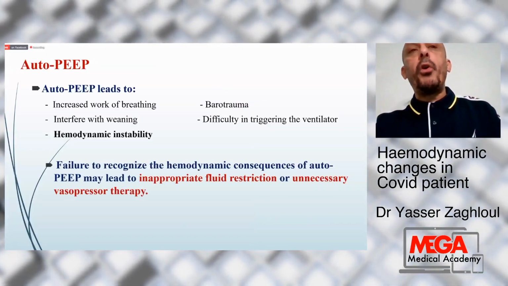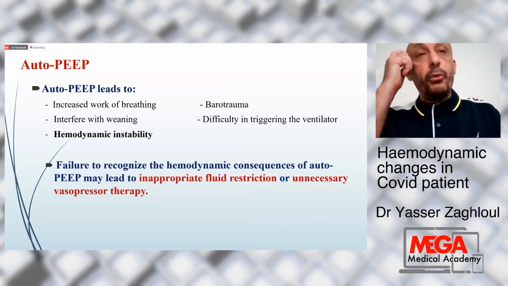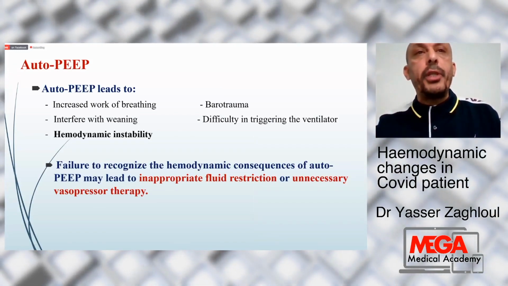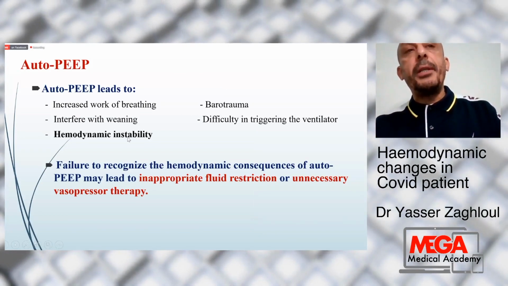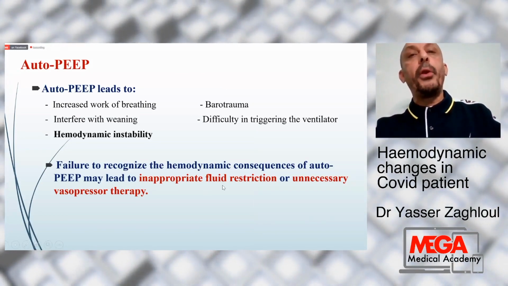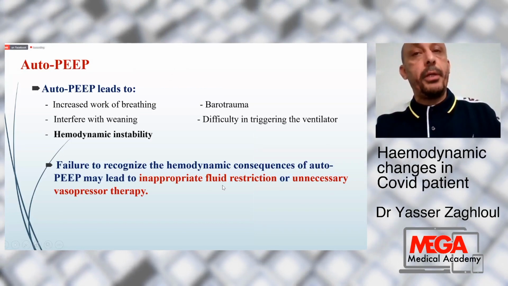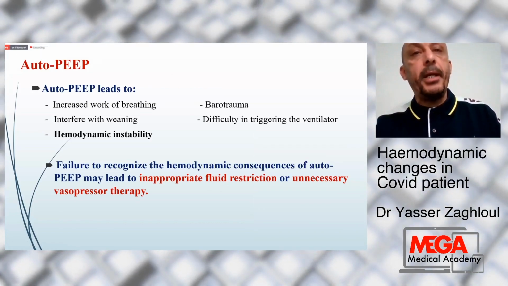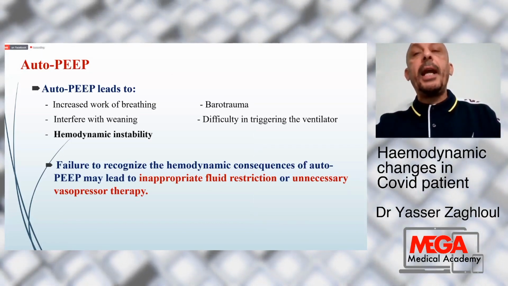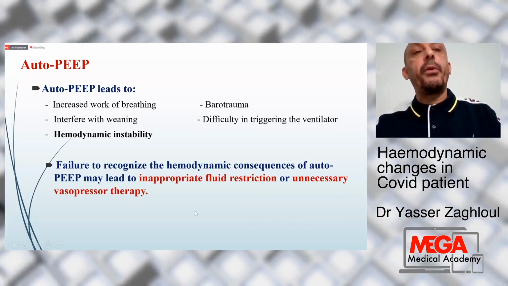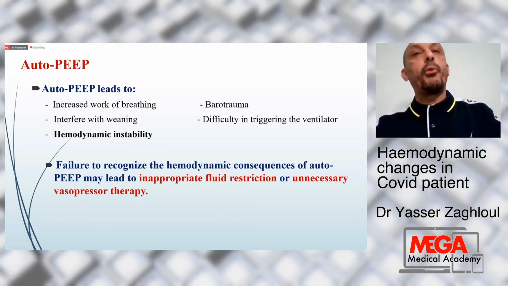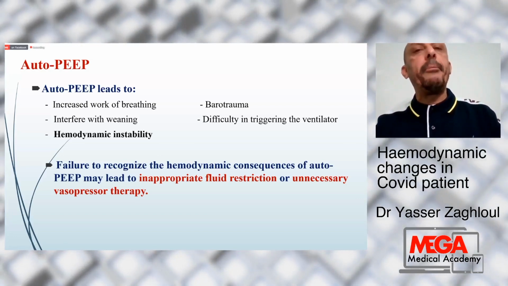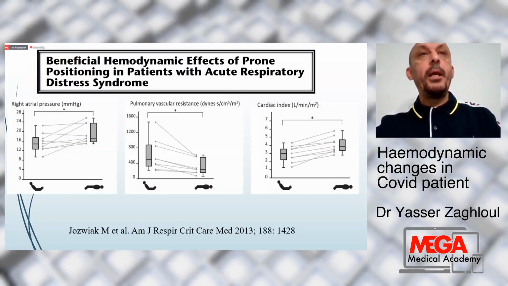The condition may be worse if the patient develops auto-PEEP, because auto-PEEP leads to hemodynamic instability. The patient is hypotensive, and you may give more fluid because you think the patient is hypovolemic. You are giving more fluids, and you are using unnecessary vasopressor therapy. So you have to detect auto-PEEP early and release it to avoid improper fluid management.